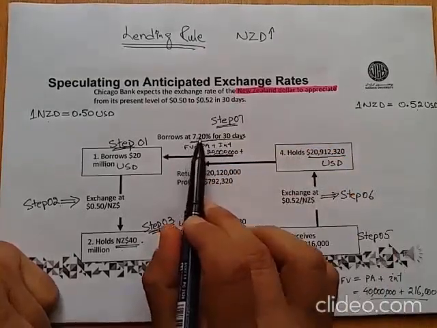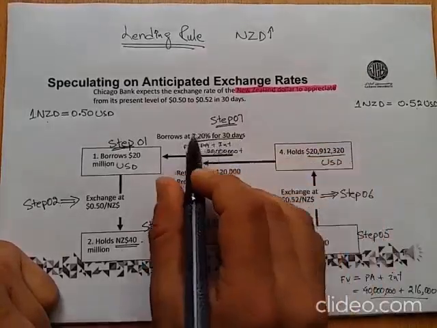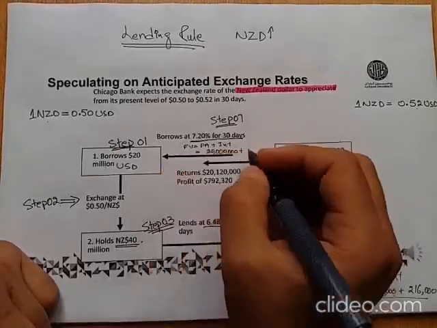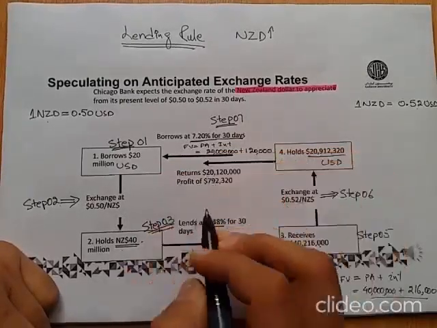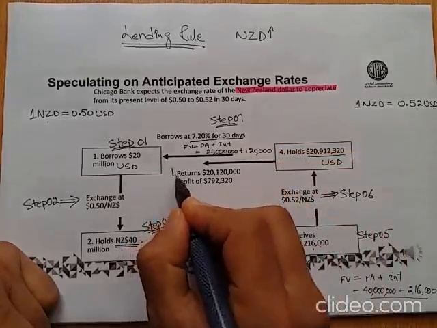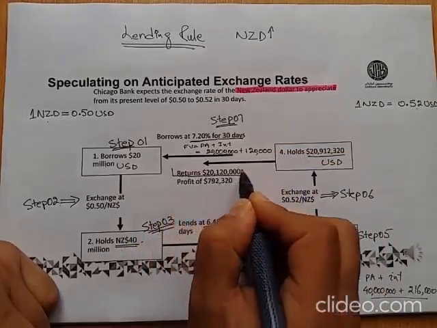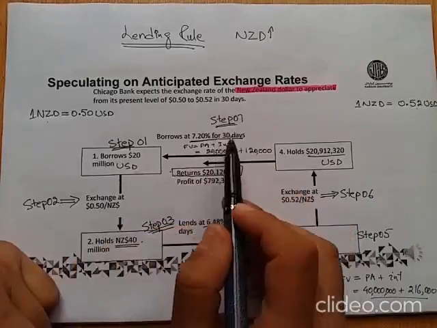So as per 7.20% for 30 days, if we do this calculation in the future value formula, we will get $1,20,000 extra money that we need to pay. And the total amount of money that must be paid is 20 million and 1,20,000, which will be paid back to the bank. That's my step number 7.